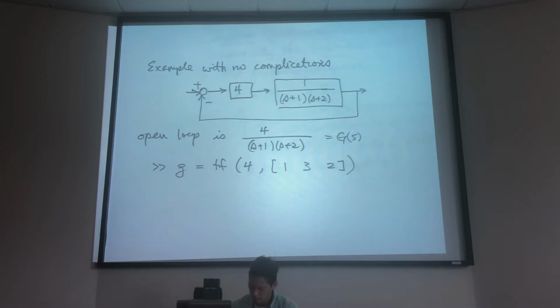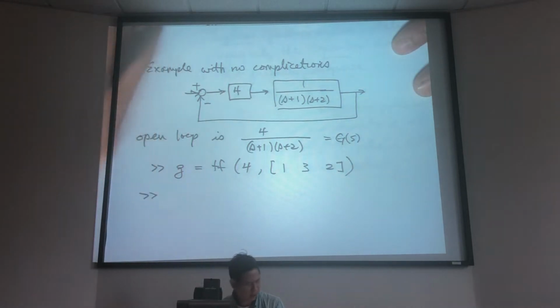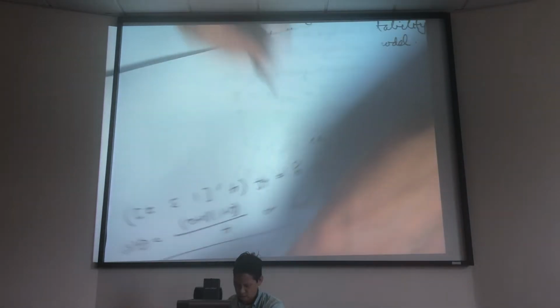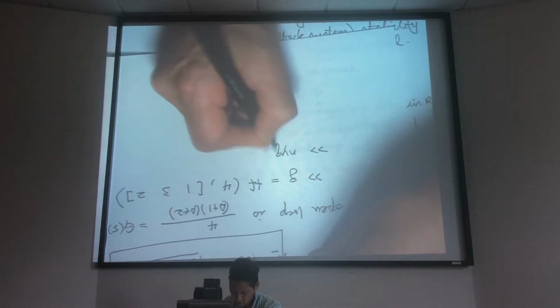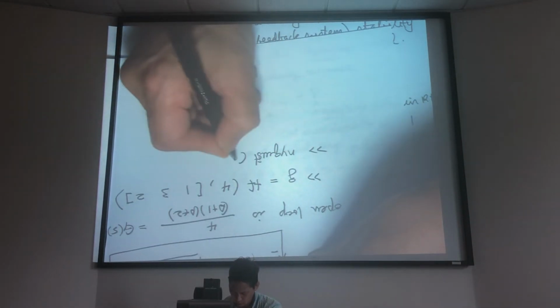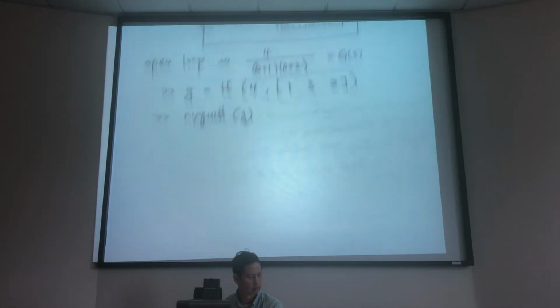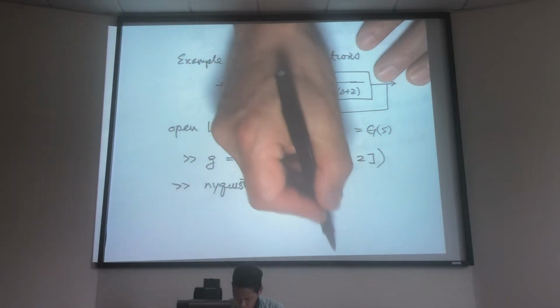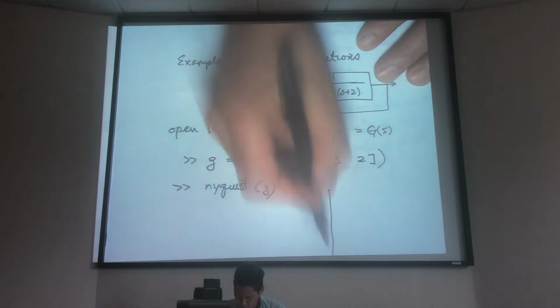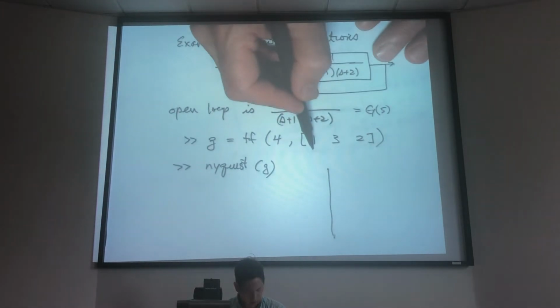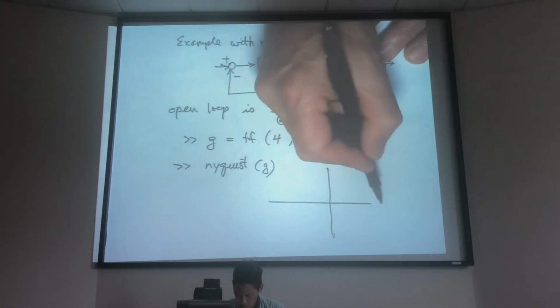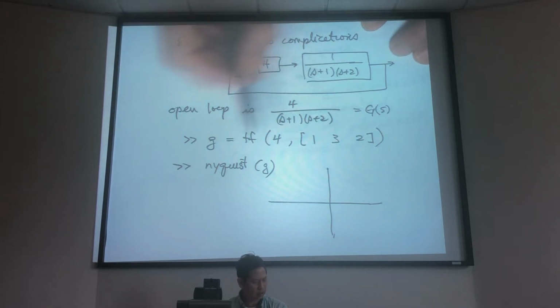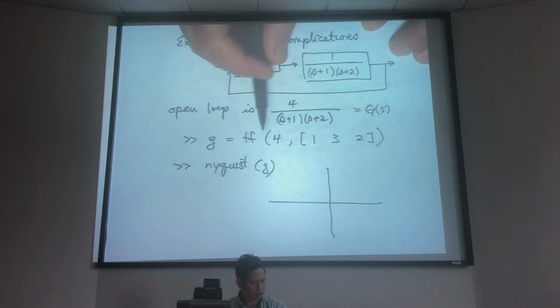Okay. And then what we're going to do is type in the word Nyquist, G. And it's going to generate a Nyquist plot for us. I'm going to try to draw upside down here. And if we take a look at this, I think it's going to look something like this.